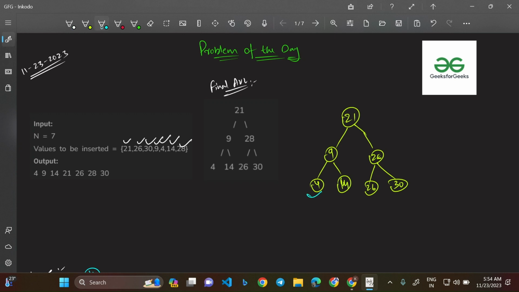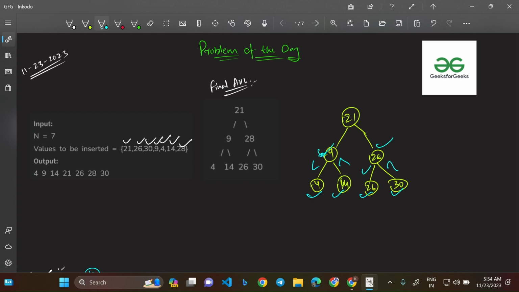So these are balanced anyway. Come to the 9. So 9's left is 4, less than 9, and 9's right is 14, greater than 9. Great. All these properties are matched, and also, is it balanced? The difference between the height of the left tree and the right tree is 0. It's fine. The same is the case here. So it's like this and like this. Fine. And the same is the case with 21.